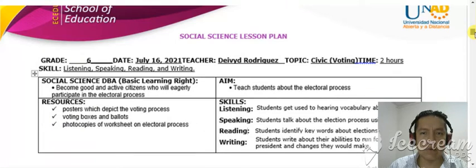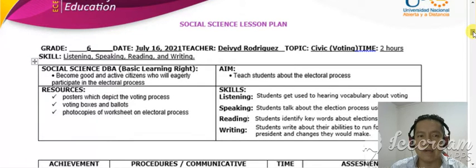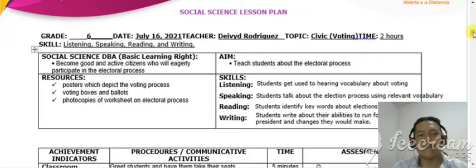Throughout the lesson, we are going to be practicing listening, speaking, reading, and writing. And the main objective of this lesson is to help students become good and active citizens who will eagerly participate in the electoral process. Okay, and the aim is to teach students about the electoral process in a didactic way and applying a hands-on approach.